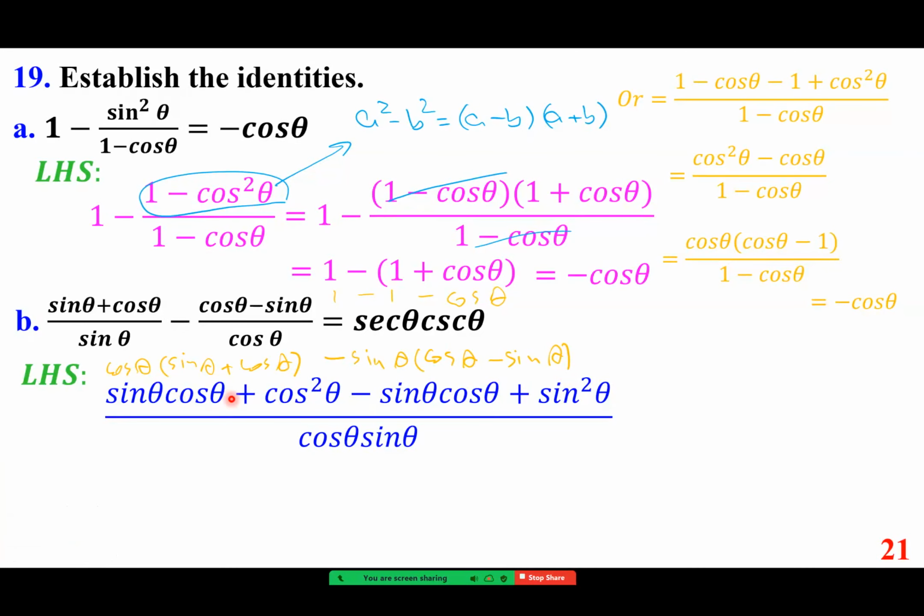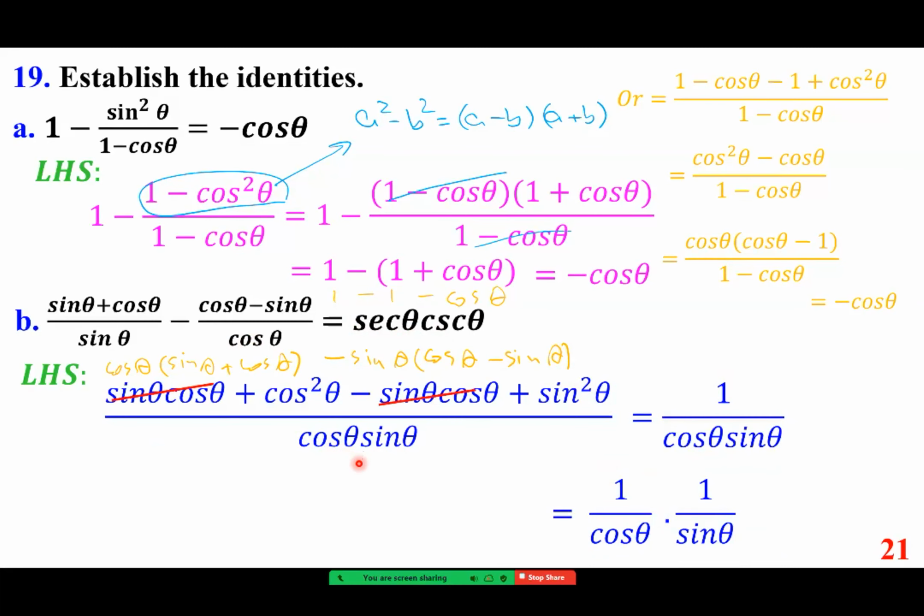Now, these 2 cancel each other. Sine squared and cosine squared in any order, they add up to 1. We can write this as 1 over cosine times 1 over sine. And the reason I put the cosine first is because I wanted to get to secant. That's why I changed them. 1 over cosine is secant. 1 over sine is cosecant theta. And that's the proof of the right side. So everybody's okay with that, I hope.